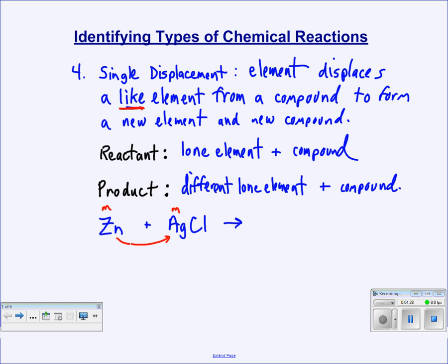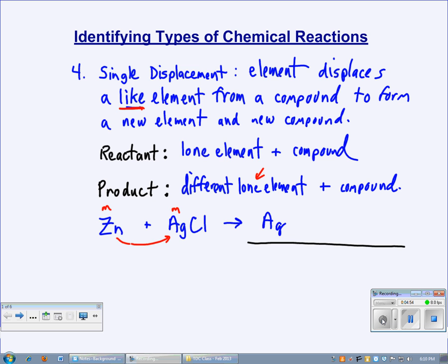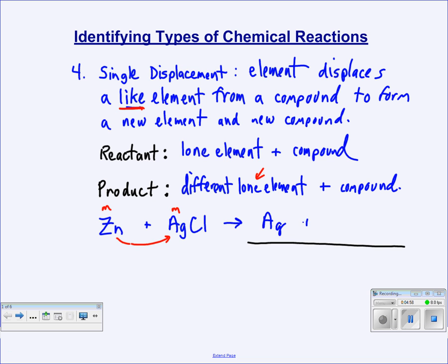Well, if that's true and silver is released from its bond with chloride ion, predicting the product, well, the first product is fairly easy to predict. To predict the new lone element, you simply have to look at the metal, in this case, the element that's being kicked out. And so the formula for our first product would be silver, the element. The formula for silver, Ag.